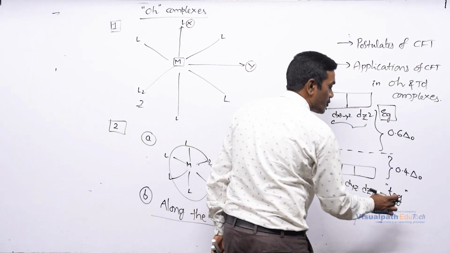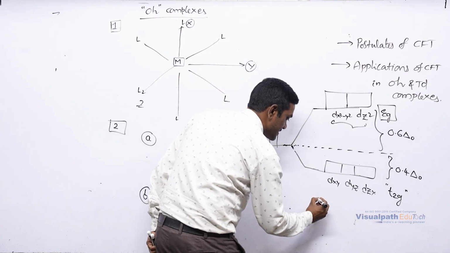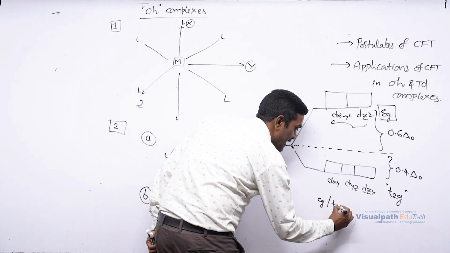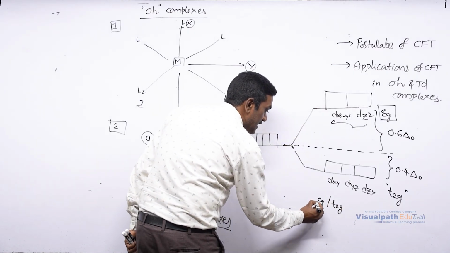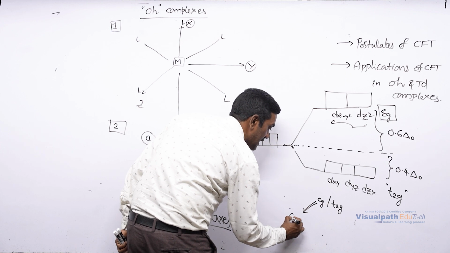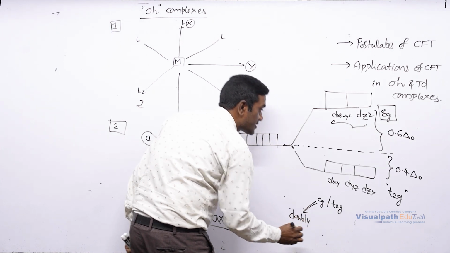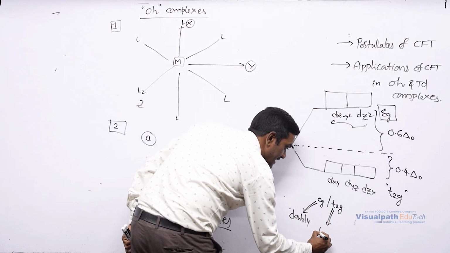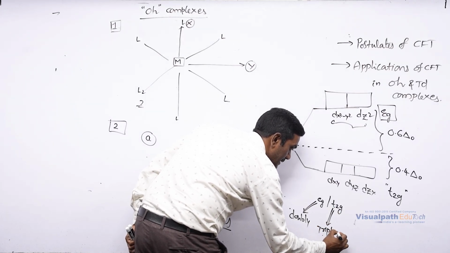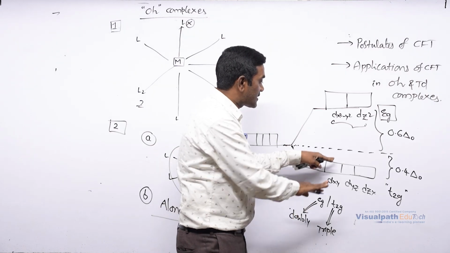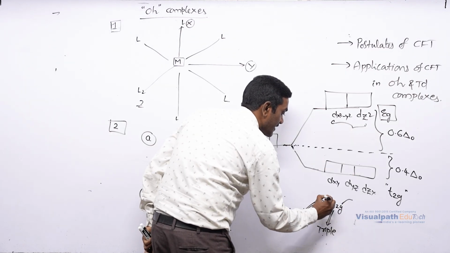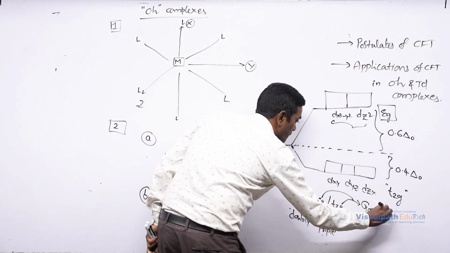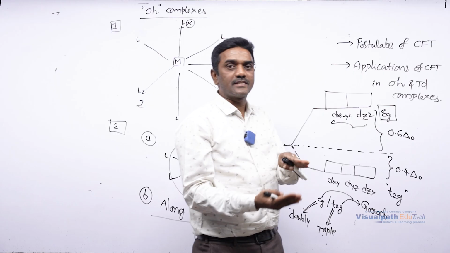This eg and t2g are called Mulliken symbols, in which E indicates doubly degenerate, doubly means 2, whereas T indicates triply degenerate, that means 3, and this g stands for gerade, which comes under the symmetry point.